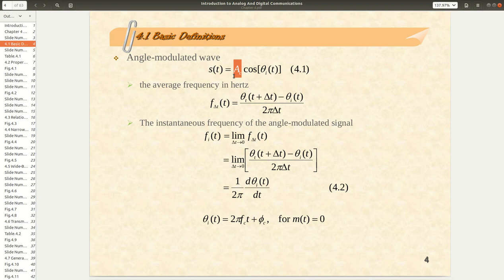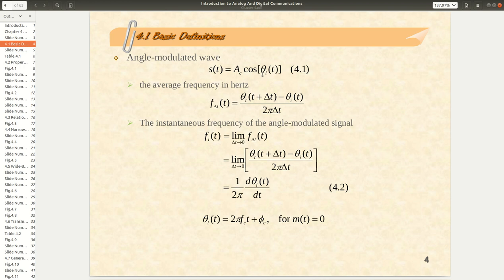Okay. Now assume that this is s of t equals A_c cosine theta_i. Whatever is here is theta_i. This is the angle of the cosine. Now this angle, usually we put a number in calculus, but here we will change it according to specific parameters. So we can modulate according to a modulating signal.